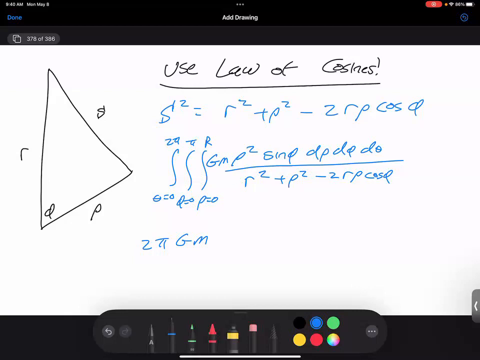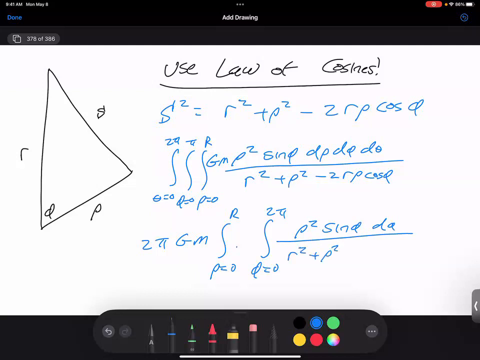So we have the integral, rho goes from 0 to r, phi goes from 0 to 2 pi. I'm going to keep the rho squared here: rho squared sine of phi d phi over r squared plus rho squared minus 2r rho cosine phi d rho. So we want to try to evaluate this integral. Oh, sorry, phi is from 0 to pi, thank you. So what integration techniques do we have that might handle something like this? This is now a calc 2 problem.